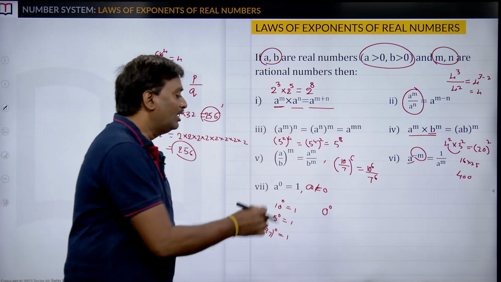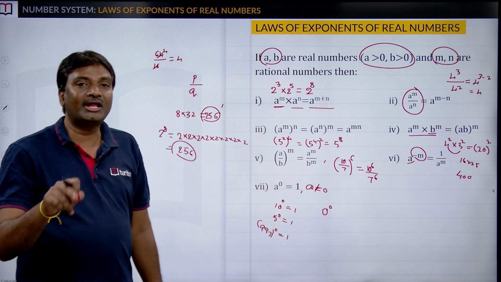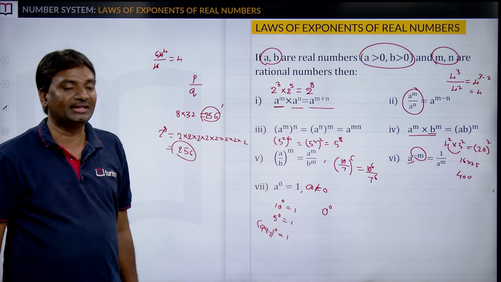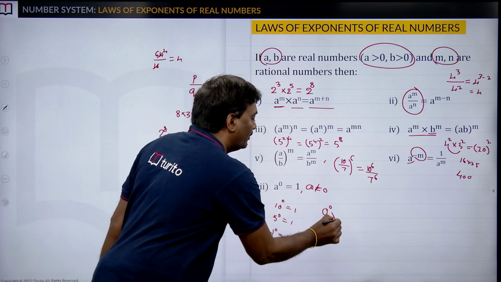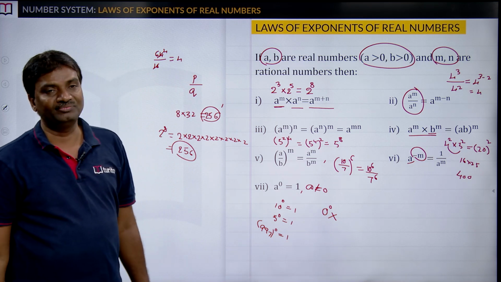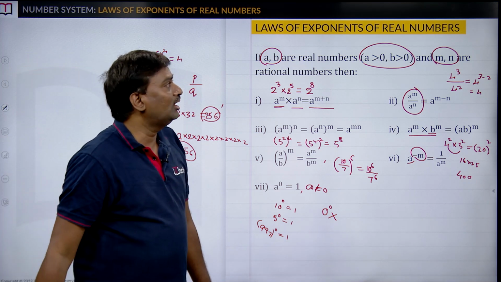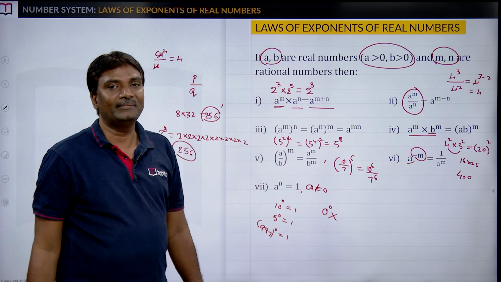So what is the meaning of 0 power 0? We have to express 0, 0 times. That is meaningless. So that's why we can say 0 power 0 is not defined. So these are the laws of exponents of real numbers.